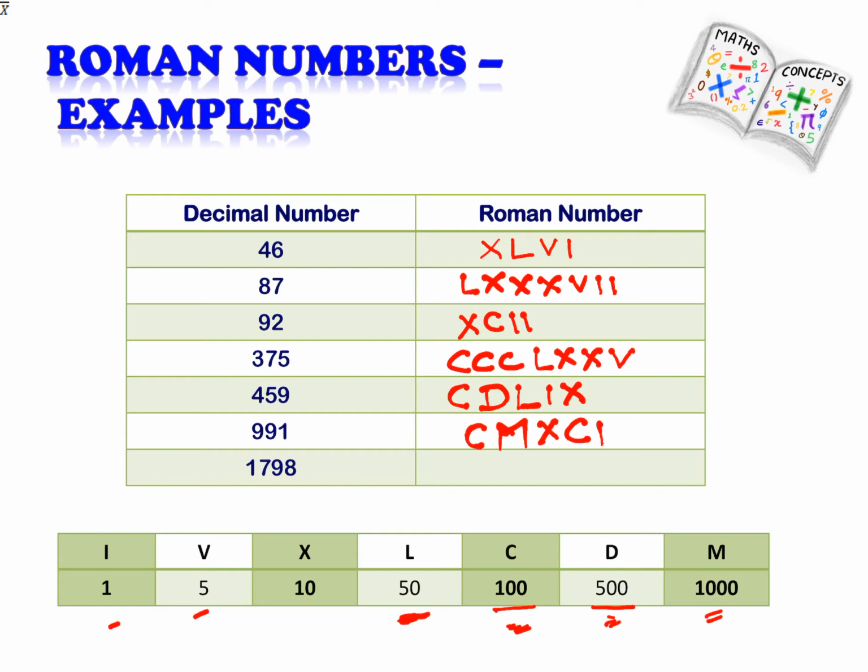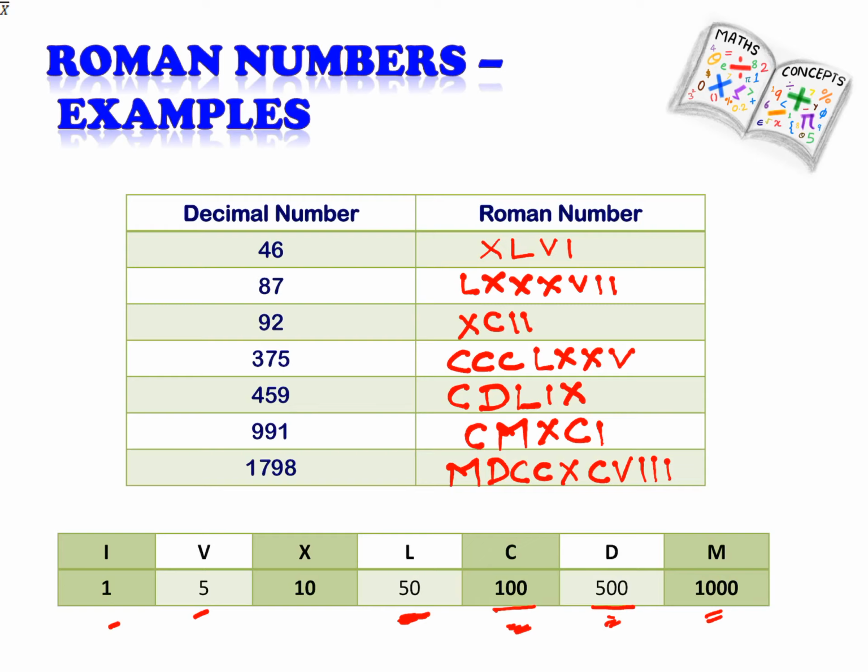Now the next number is 1798. We need 1000, which is M. We need 700, which will be D and CC. This becomes 700: 500 plus 100 plus 100. Then 98. We know 90, that is X before C, that is 100 minus 10, and then 8. You can write 8 using V and triple I. Okay, so this is how we form Roman numbers.